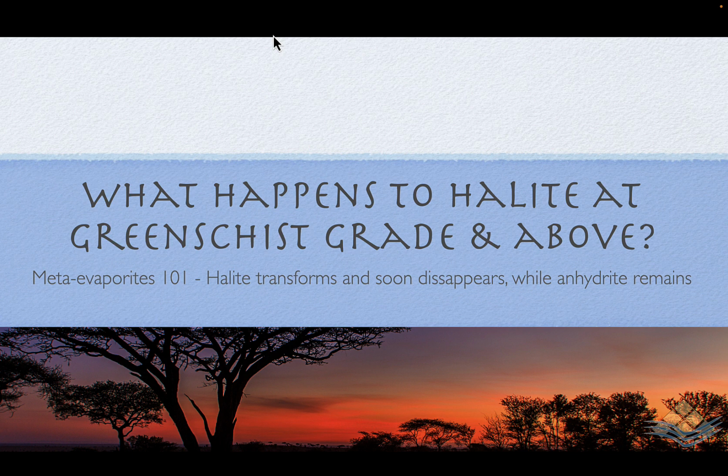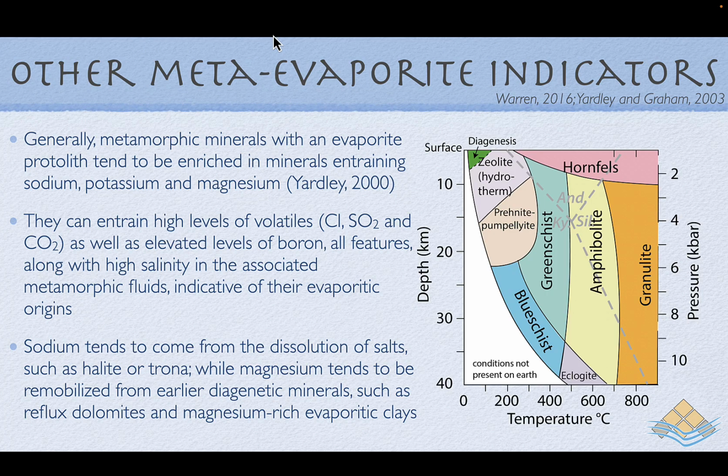Halite is not stable once temperatures exceed a few hundred degrees, and we'll see why that is shortly in terms of what happens to its lattice as temperatures and pressures increase. Before we do that, a little bit of Geology 101, having a look at the metamorphic realm.